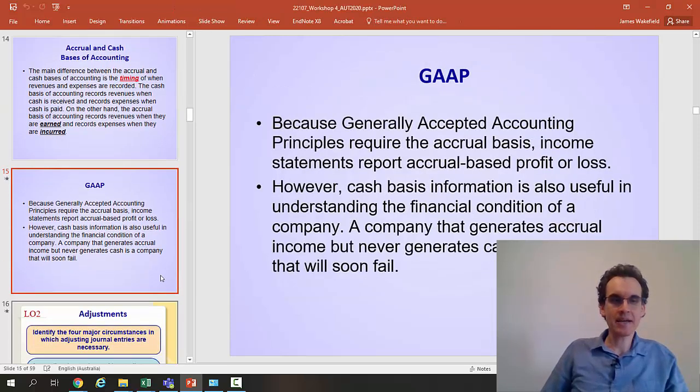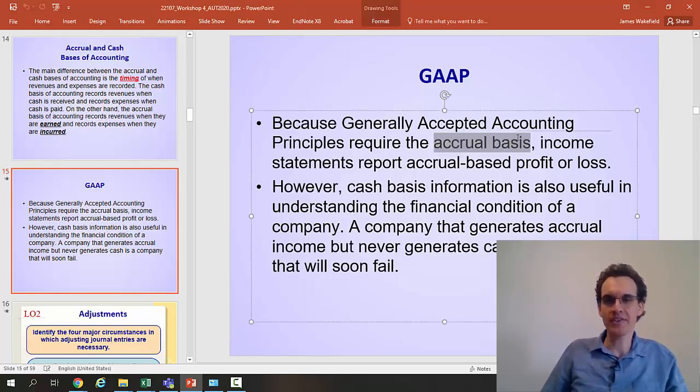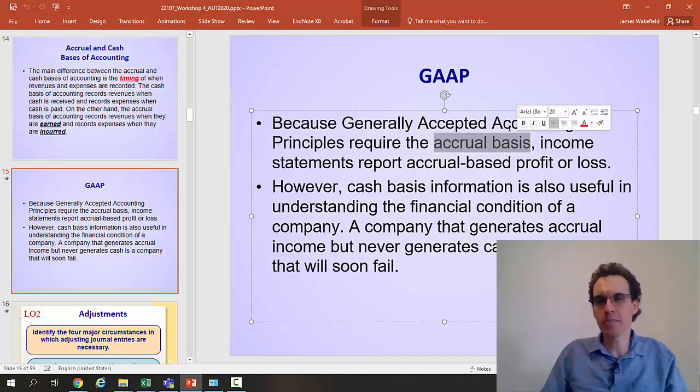Generally accepted accounting principles require the use of accrual accounting, and that's why you will not find any publicly available financial reports, for example, for ASX listed companies, that do not use accrual accounting. They all use it, and so to interpret accounting information and to critically evaluate it, you need to make sure you understand how businesses use the accrual basis of accounting.